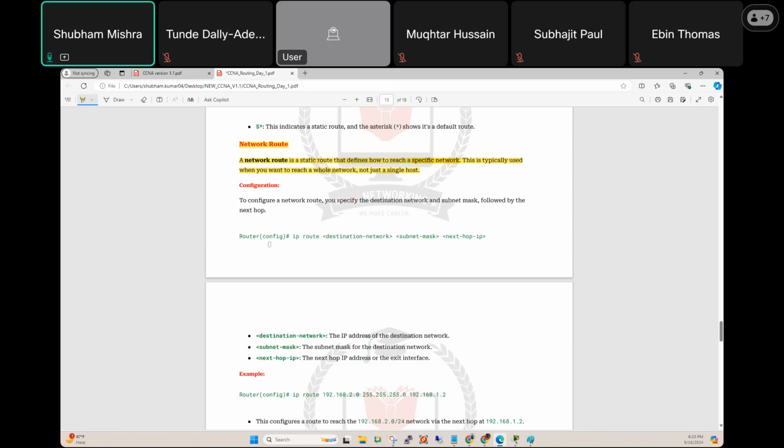Done. So see, what is the command? Go in the global configuration mode, and here you have to write ip route, and please focus here. What is this? Destination network. So it means here you need to mention what? Destination network, then subnet mask, and then next hop IP. Are you getting my point? Yes or no? Everyone, tell me. That is called network route.